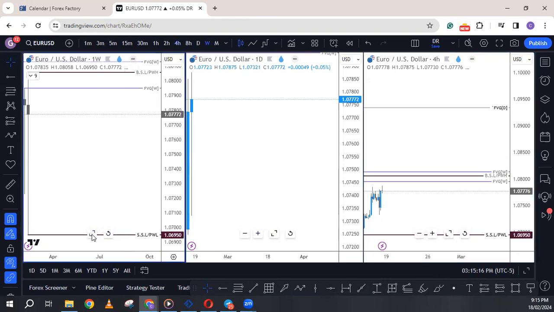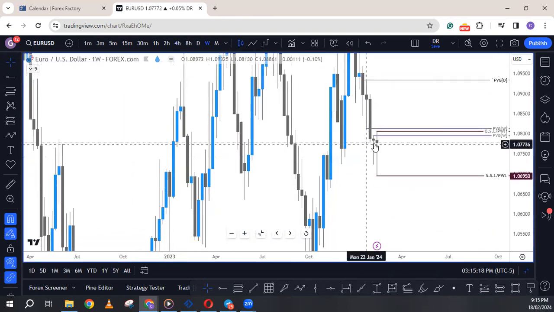So looking at this pair on the weekly, we have a long lower wick to the downside. Hello, can you still hear me? Yes, we can hear you. Okay.